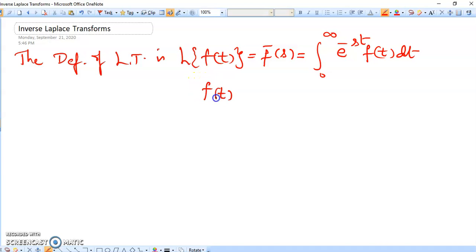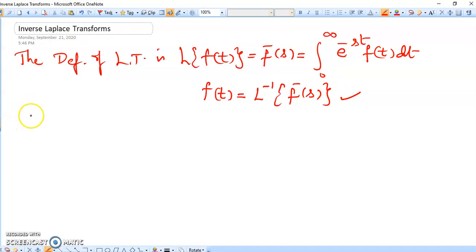So by taking the inverse Laplace transform on both sides, by taking that L to the right side, we call this L inverse of f bar of s. That means to a function in s, we can apply the inverse Laplace transform. So what we get is f of t. So f of t is equal to L inverse of f bar of s, which is called the inverse Laplace transform of f bar of s. This is our definition: f of t is equal to L inverse of f bar of s.